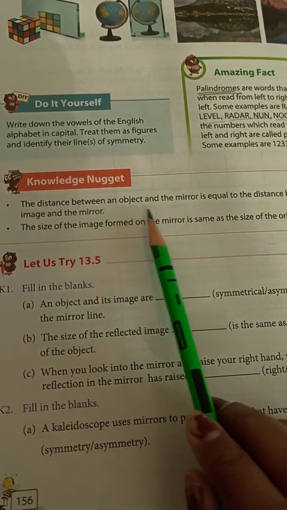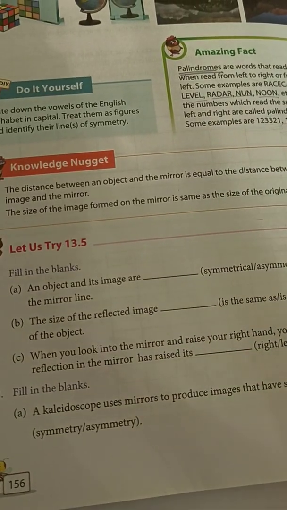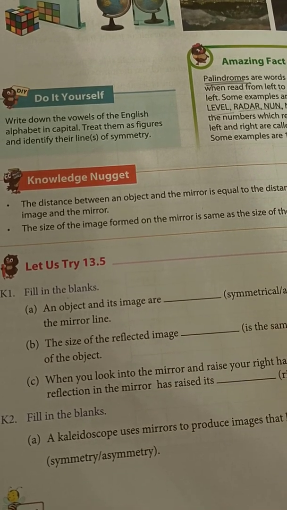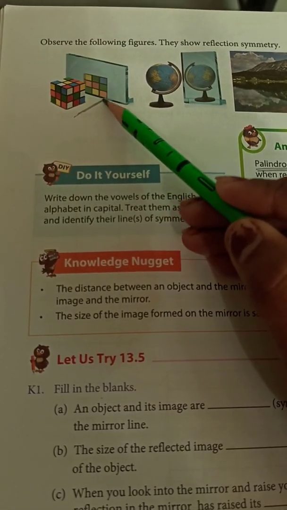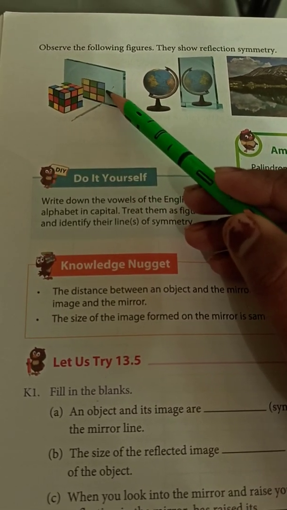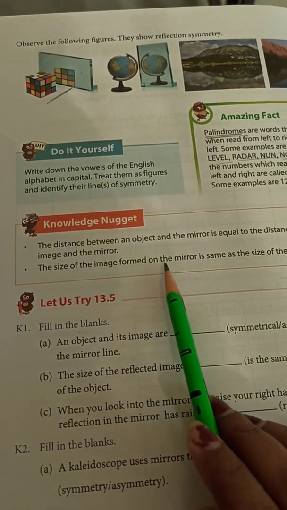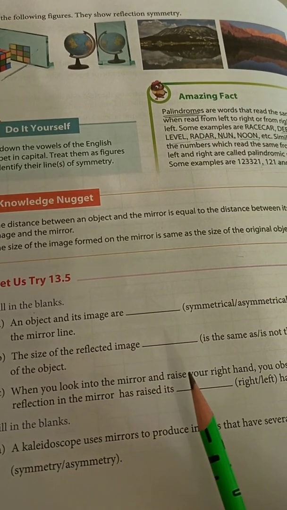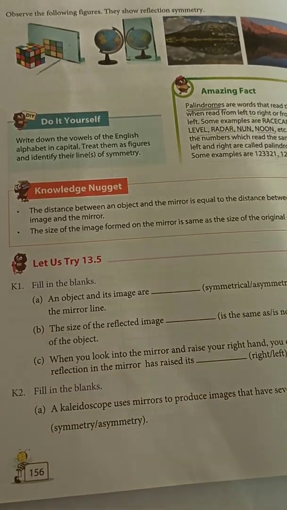The distance between an object and the mirror is equal to the distance between its reflected image and the mirror, which I told you earlier. Whatever be the distance between the object and the mirror, the same distance will be between the mirror and its reflected image. Then the size of the image formed on the mirror is the same as the size of the original object. So size will not be decreased, size will remain the same, right?